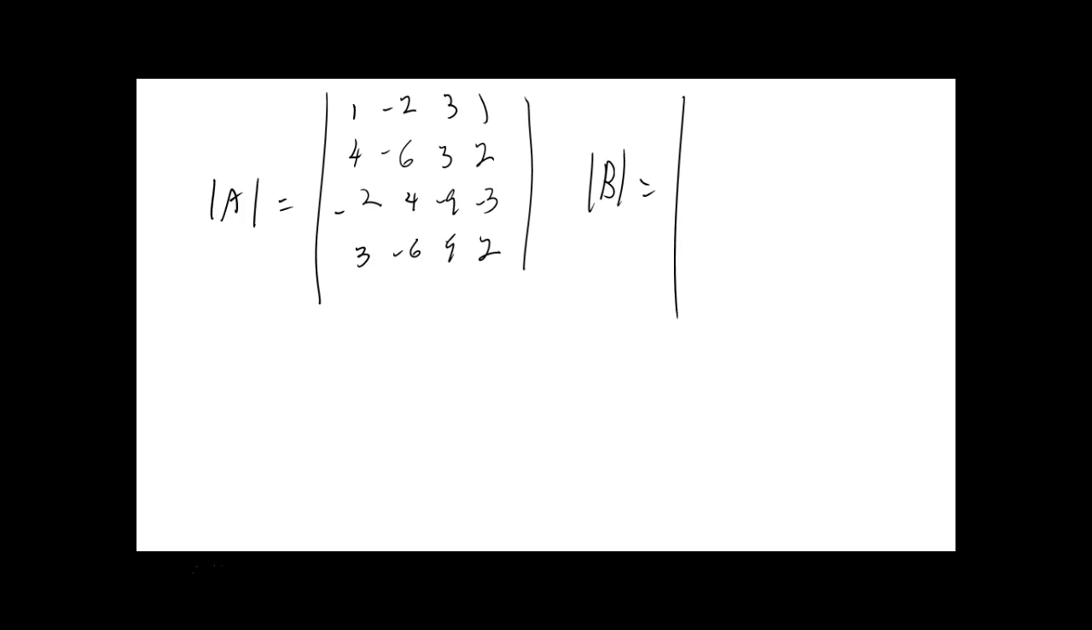One, negative 2, 3, 1. 0, 2, negative 9, negative 2. 0, 0, negative 3, negative 1. And 0, 0, 0, negative 1.